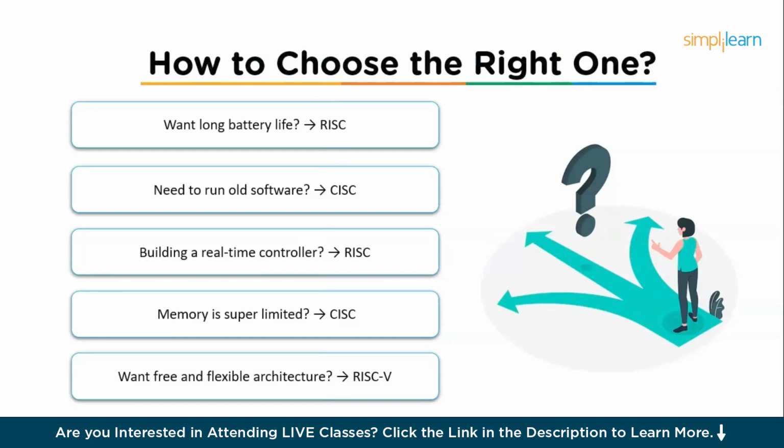So let's now have a quick takeaway. Let's summarize what we have learned. CISC is compact code, complex hardware for legacy. RISC is simple, fast, power efficient for embedded and IoT. Both have their strengths and the choice depends on your application's goals. You now have the knowledge to make an informed architectural decision for your next embedded system. So let's now move on to the final module.